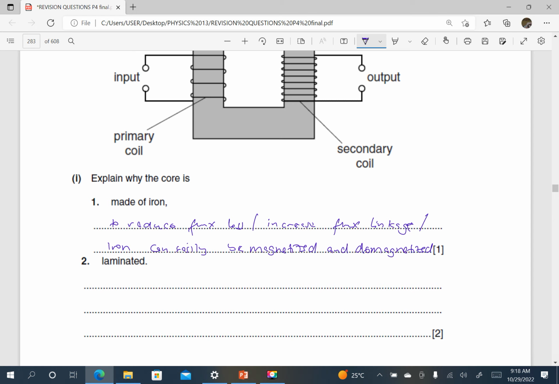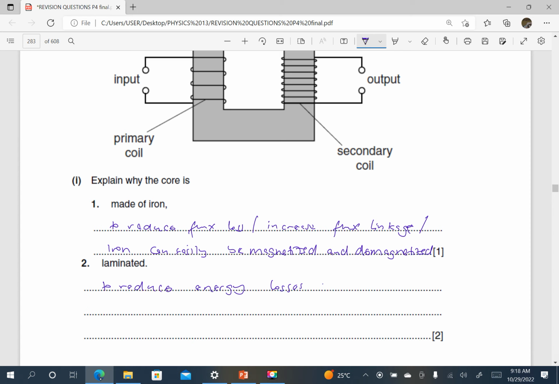Why is the core laminated? This relates to eddy currents. So to reduce energy loss or power loss due to eddy currents, or heating caused by eddy currents in the core. So that's why it is laminated.